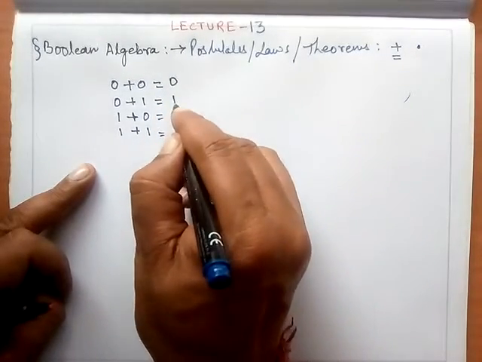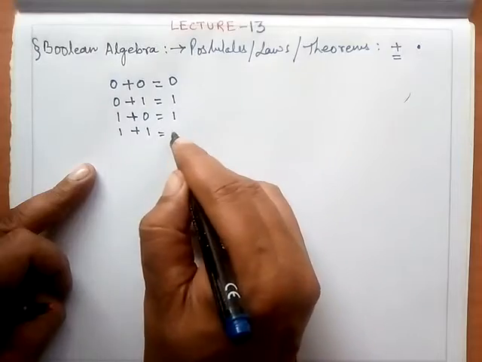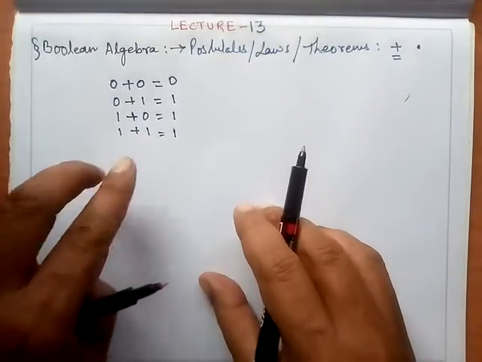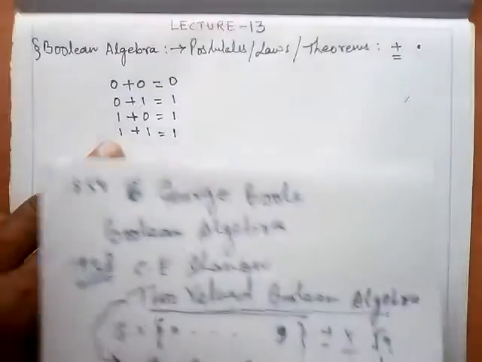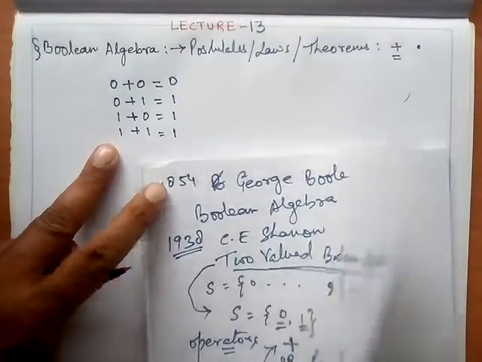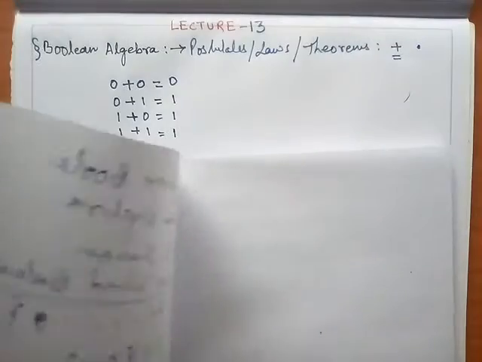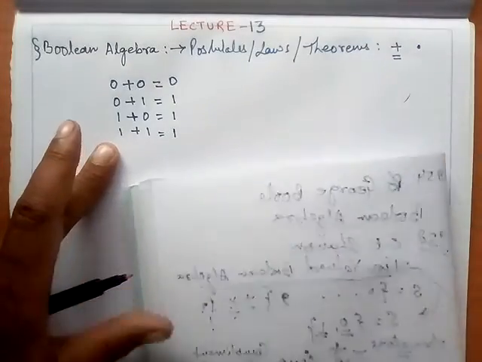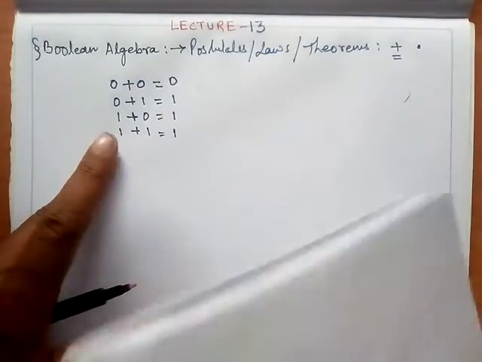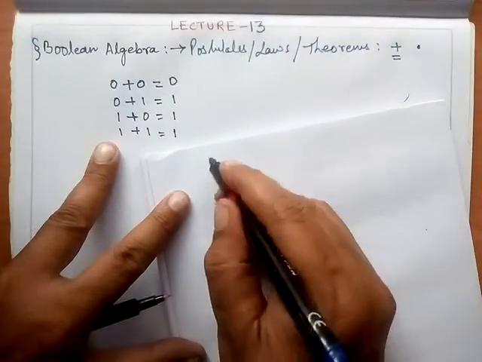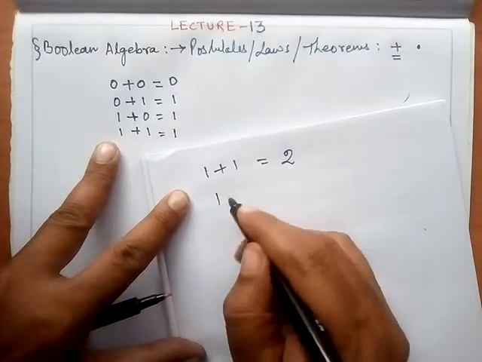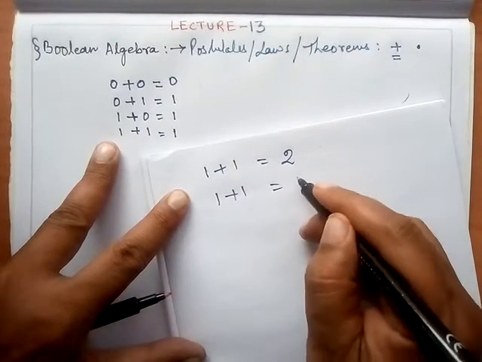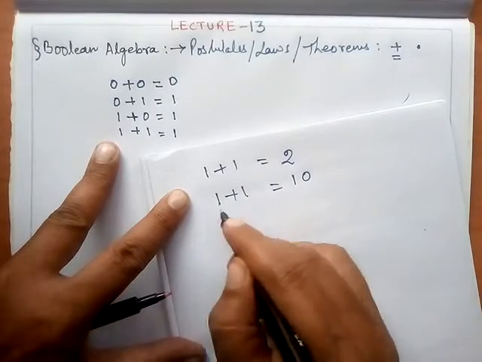0 plus 1 is 1. 1 plus 0 is 1 and 1 plus 1 is 1. This is the basic difference between a normal addition and a logical addition. In normal addition, 1 plus 1 is 2 in decimal. If I say in binary, it is 10. 1 plus 1 is 0 with carry 1.